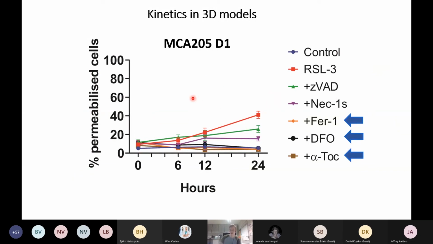Also, you can do real-time kinetic measurements using this machine and using this method. As you can see in this graph, we induced ferroptosis in day 1 MCA205 spheroids, and we measured fluorescence every hour for 24 hours.